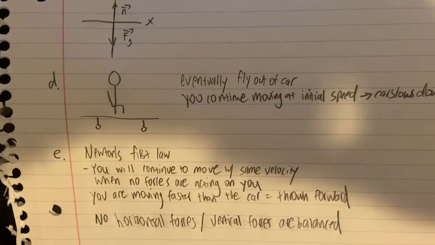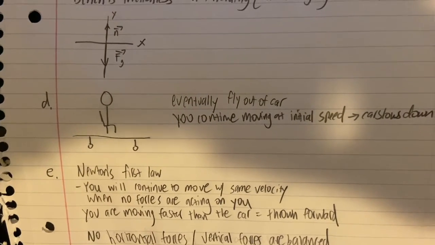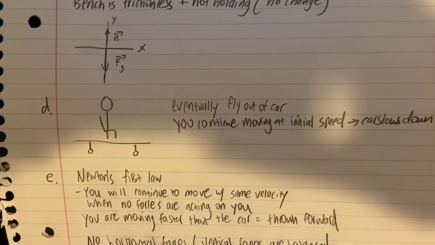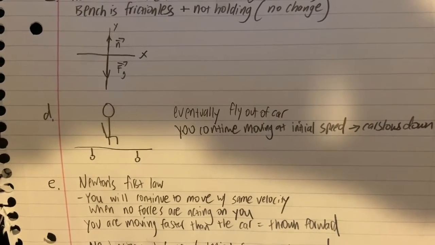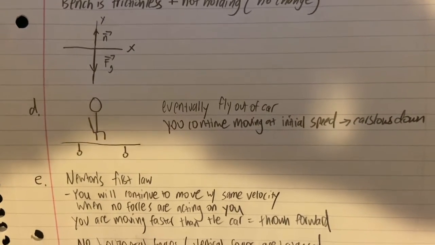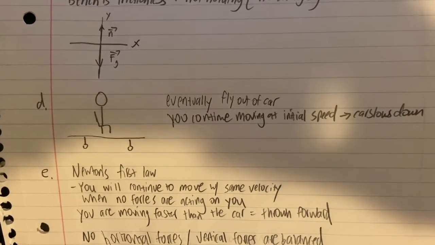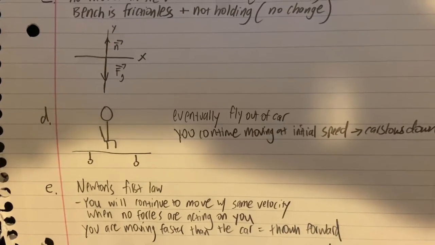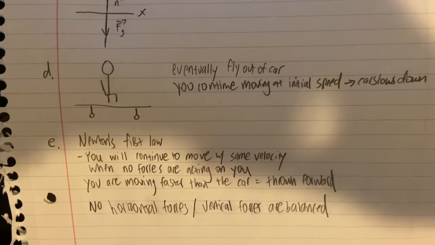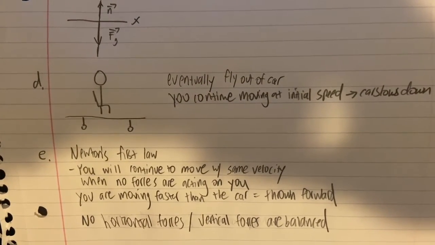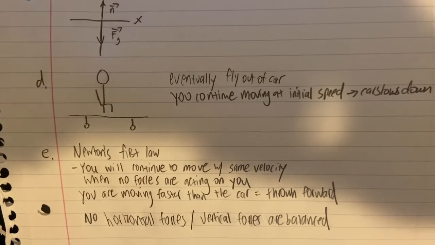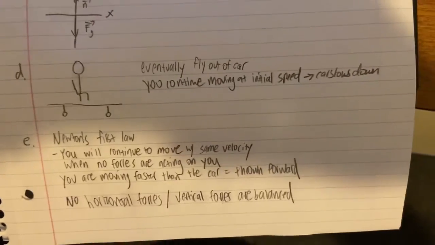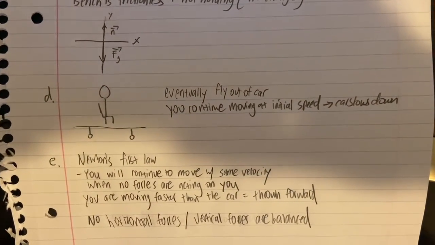Newton's first law explains that you will continue to move with the same velocity when there are no forces acting on you. So in this case, like we mentioned earlier, when the car is slowing down, there are no forces acting on you. That being said, your condition is staying the same. However, the car is slowing down, so it will seem as if you're thrown forward. There are no horizontal forces, and the vertical forces are balanced. So there's no force pushing you out of the car, but rather, due to the fact that you're moving faster than the car, you will be thrown out.